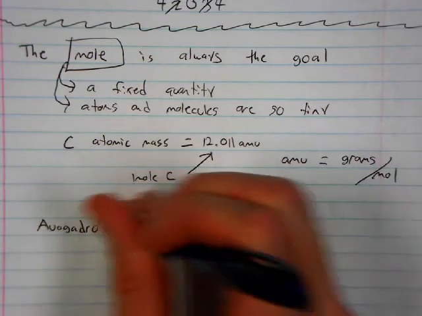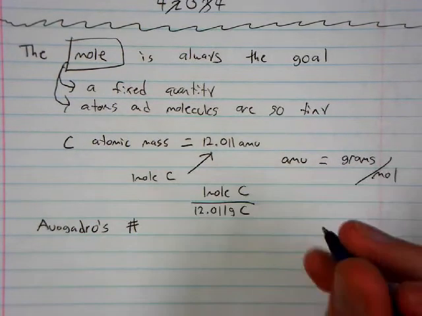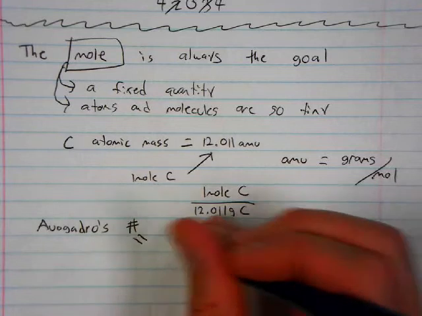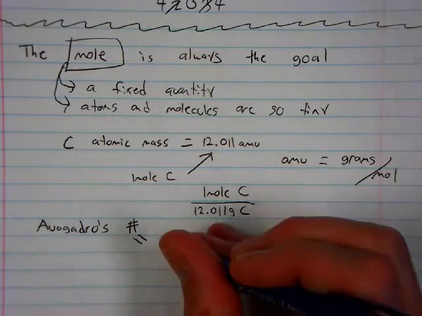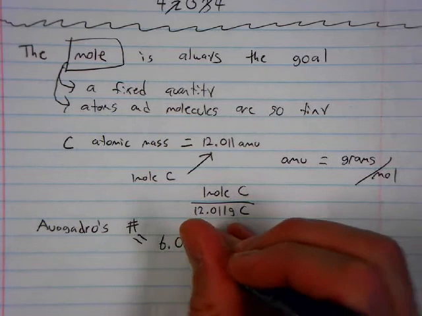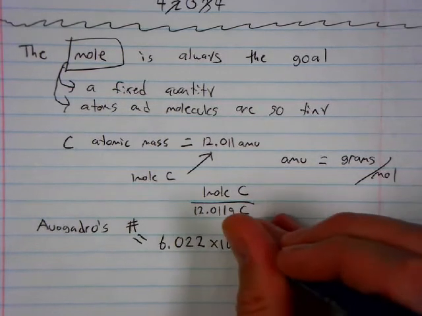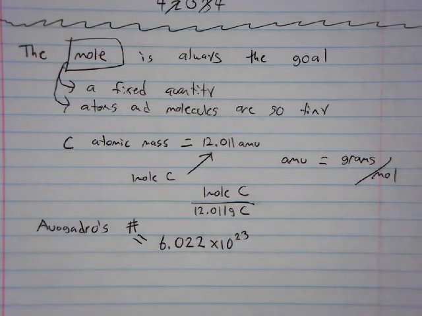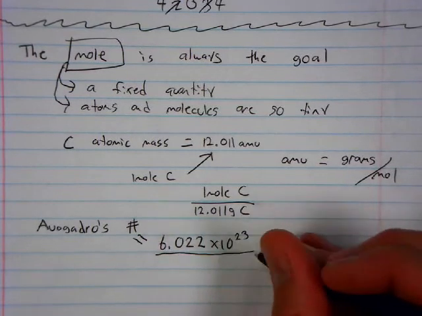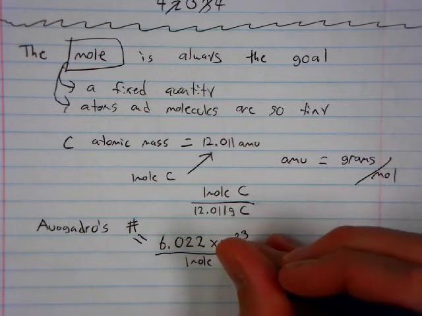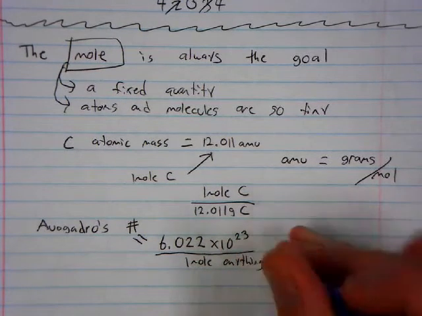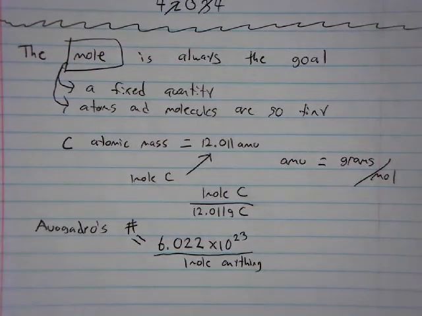The other thing you have to know for moles is Avogadro's number. Avogadro's number is equal to 6.022 times 10 to the 23rd. There's 6.022 times 10 to the 23rd in 1 mole of anything. So a mole of basketballs, there's 6.022 times 10 to the 23rd basketballs. A mole of M&Ms, there'd be 6.022 times 10 to the 23rd M&Ms.